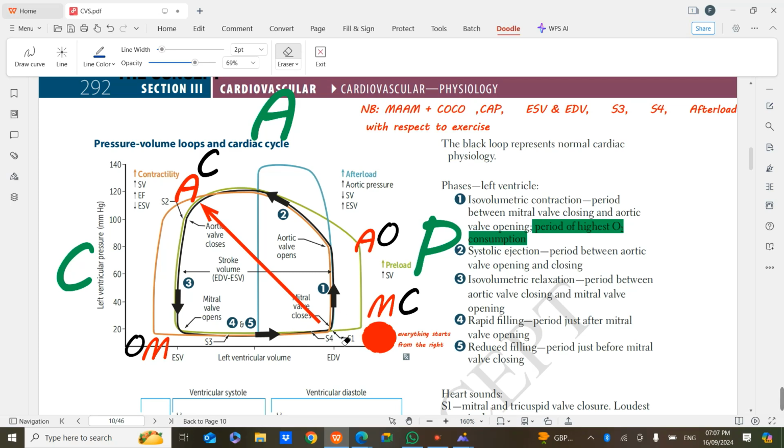So this is my S1, my first heart sound. The question asks, where do you think the second heart sound is going to be heard? I will just quickly check, where is the aortic valve closing? My answer will be here, S2. Just check it and quickly put that, and that's all. All right, so that's that.